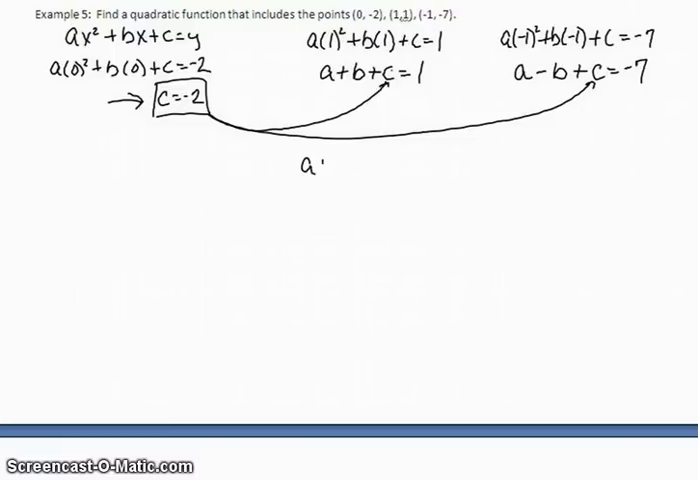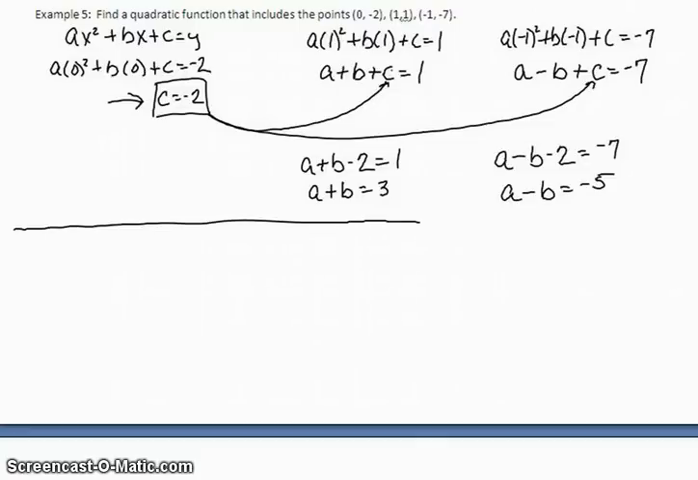Doing so, I have a plus b minus 2 equals 1. a plus b equals 3. Continuing on, I have a minus b minus 2 equals negative 7. a minus b equals negative 5. Now here you had to make a choice. Do you want to do substitution or elimination? Well, in this case, I don't think it matters. We might do both ways, just so you can see it.